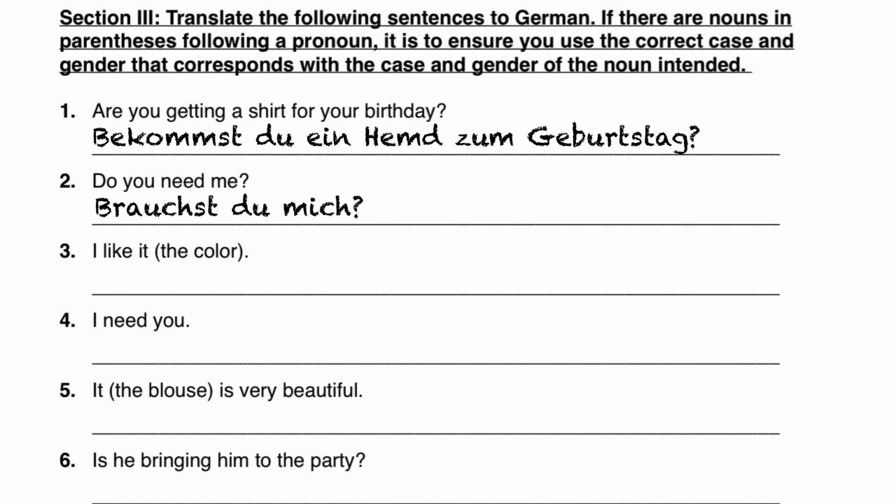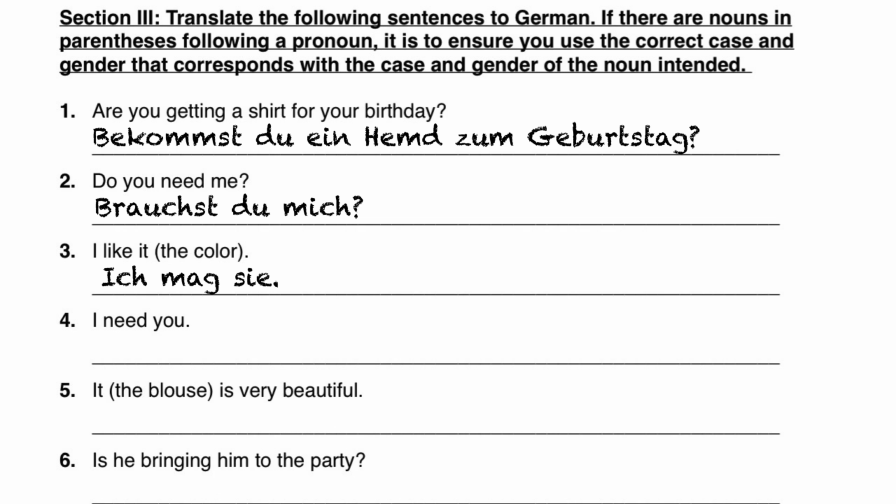I like it, referring to the color. I have several options here. I could use gern haben, but I'm actually going to use mögen because I like mögen. So I'm going to say I like it, and we know that the color is die Farbe, which is a feminine noun, so we have to use the feminine it. Ich mag sie.